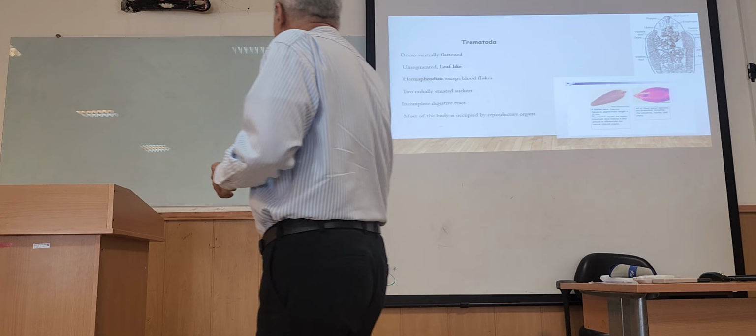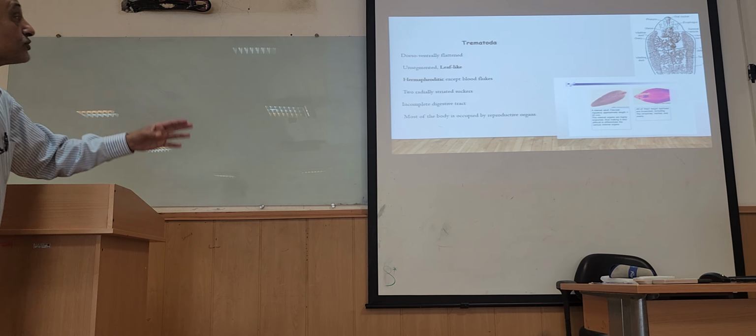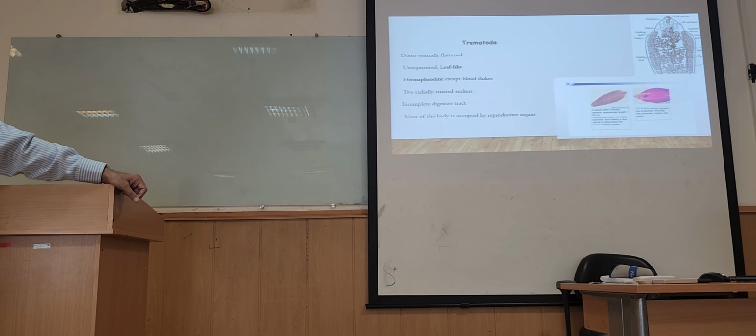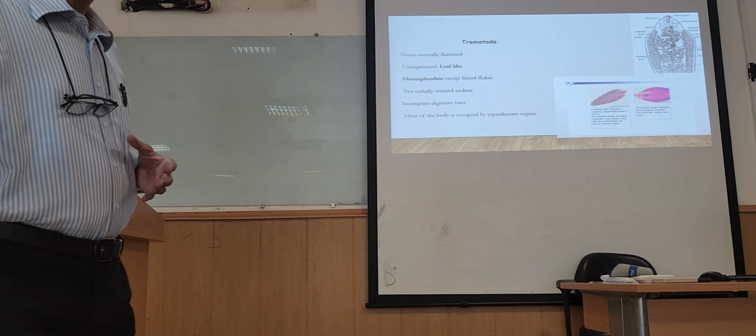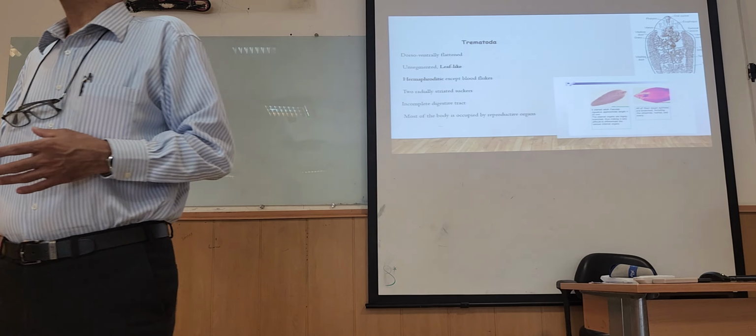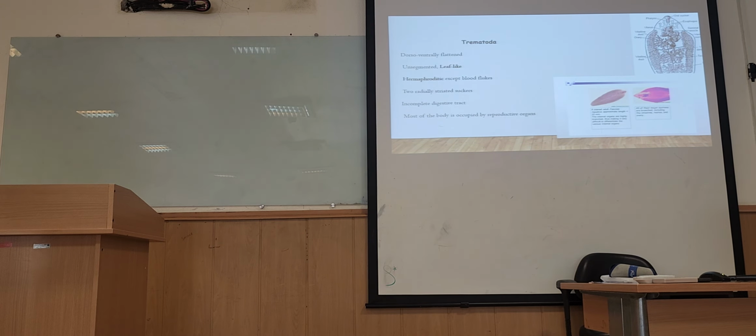For trematodes, you can see here, they are dorso-ventrally flattened, like leaf-like parasites. And unsegmented, unlike cestodes, the other type of platyhelminths, which are segmented. And hermaphrodite, except blood flukes. I told you that we have one exception, the blood flukes, the Schistosoma genus, with diverse species.